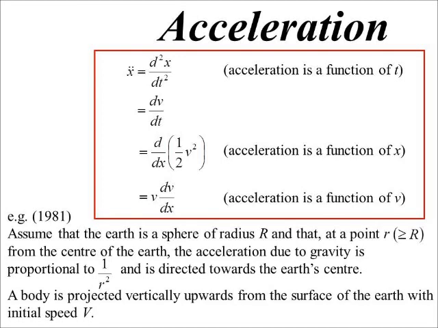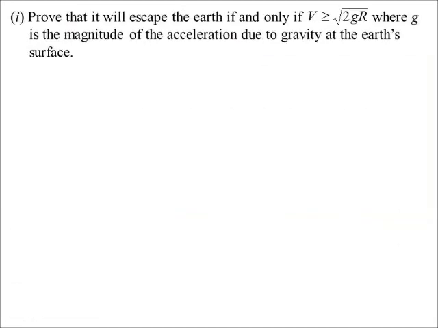A body is projected vertically upwards from the surface of the Earth with initial speed capital V. Prove that it will escape the Earth if, but only if, that velocity is greater than or equal to the square root of 2gR, where g is the magnitude of the acceleration due to gravity at the Earth's surface.